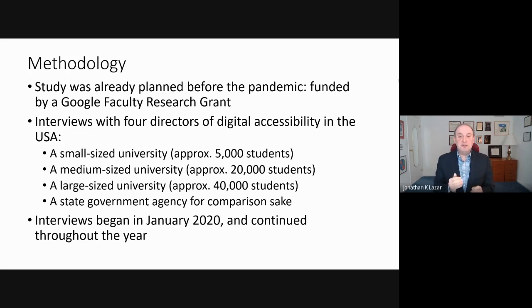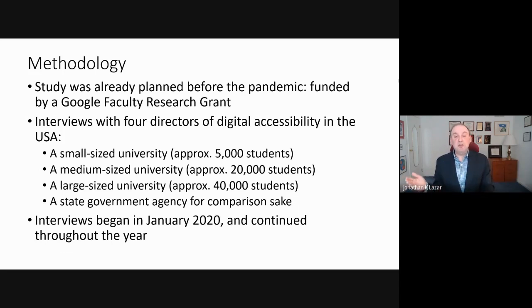But this study was actually planned before the pandemic. And so the first interviews actually started in January 2020, when, of course, they were face-to-face. Of course, at that time, I had no idea that there would be a pandemic. So the plan for the year was to have interviews with 4 directors of digital accessibility throughout 2020. One at a small-sized university, about 5,000 students. One at a medium-sized university, about 20,000 students. One at a large-sized university, around 40,000 students. And then one director who worked at a state agency and directed digital accessibility. For comparison's sake, maybe there were differences, maybe there were similarities, maybe there were some good ideas. And so this was the plan for the study before the pandemic.